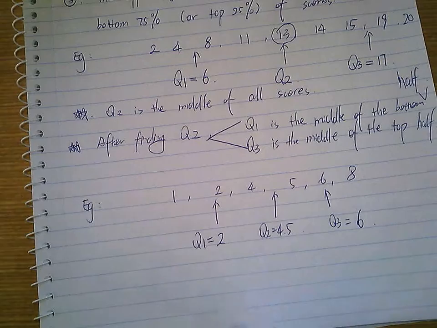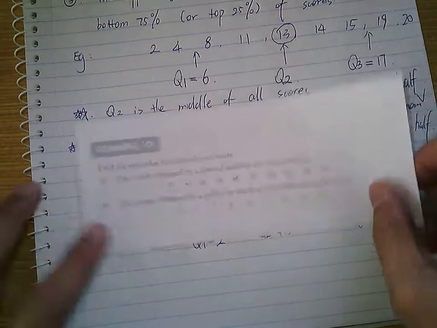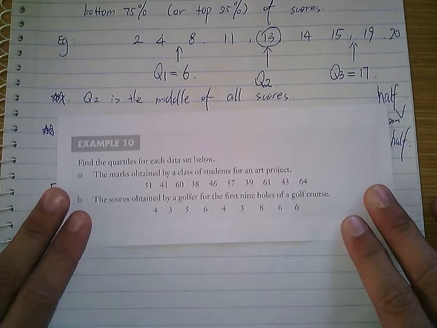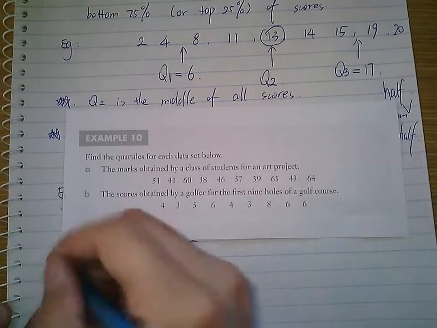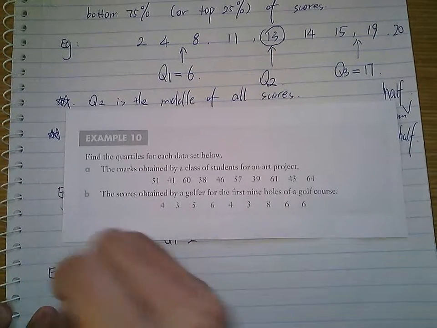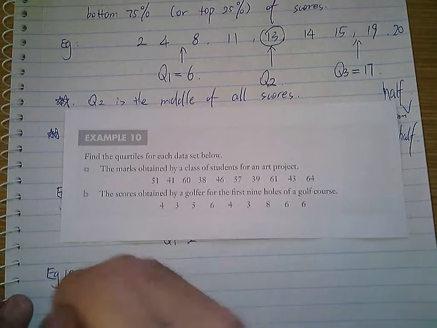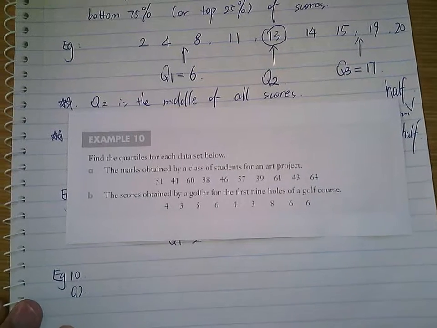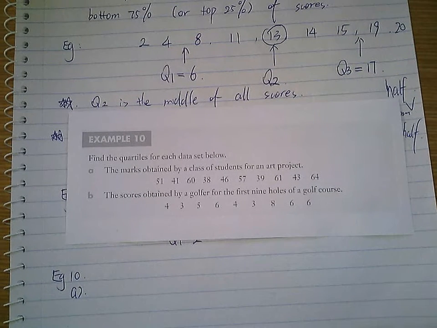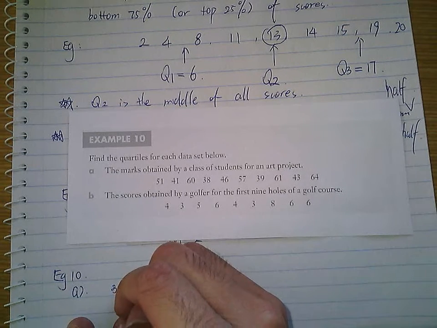Okay, let's have a look at an example. Example 10. Find the quartiles for each of the numbers below. Should be pretty straightforward, but the very first thing we need to do is arrange them in ascending order first. So the first one should be 38, isn't it?